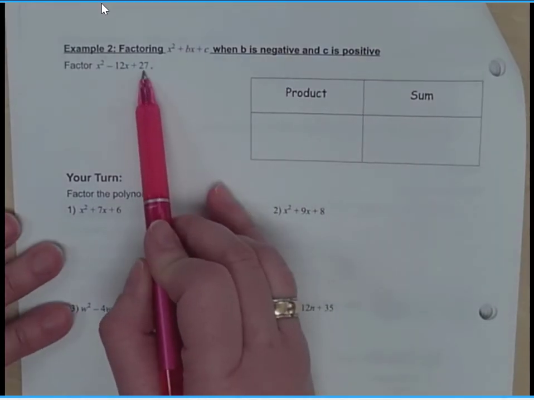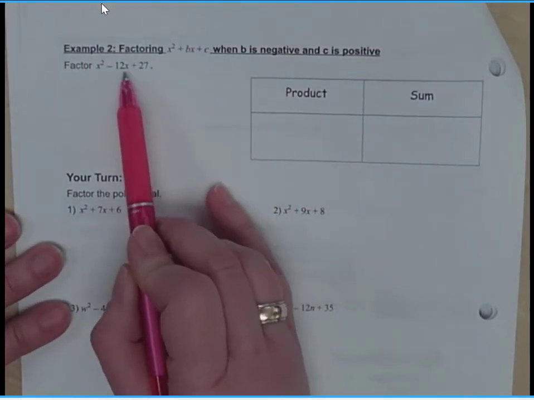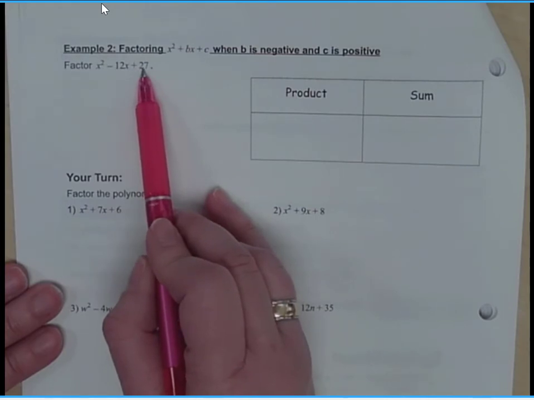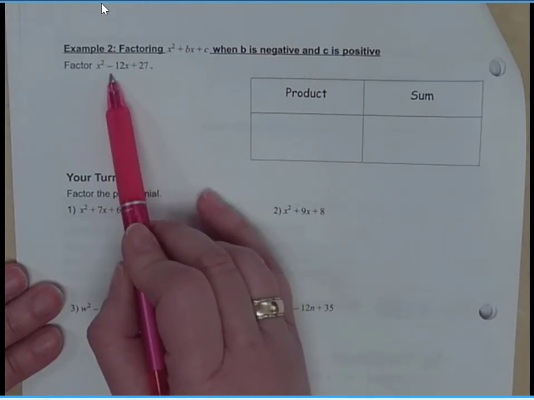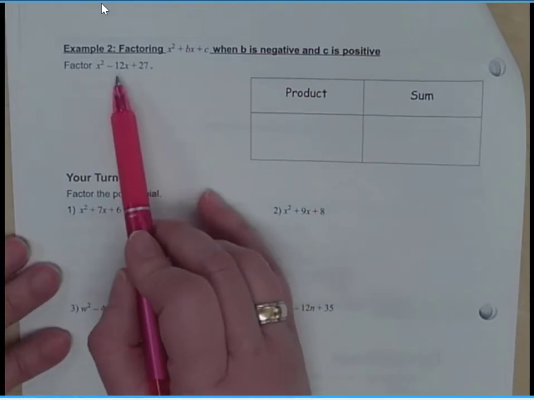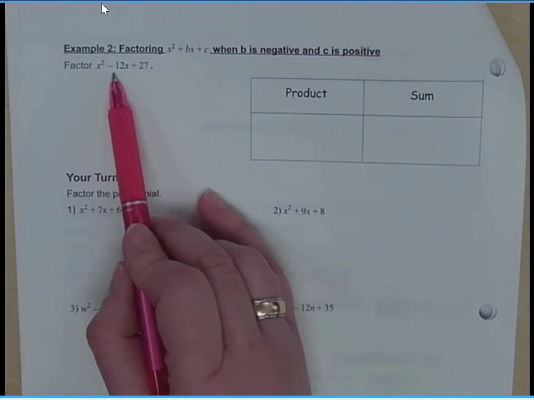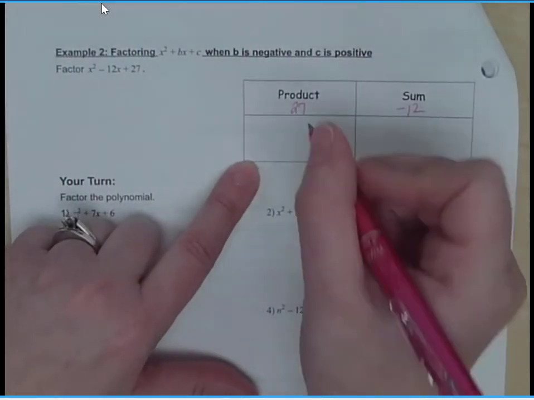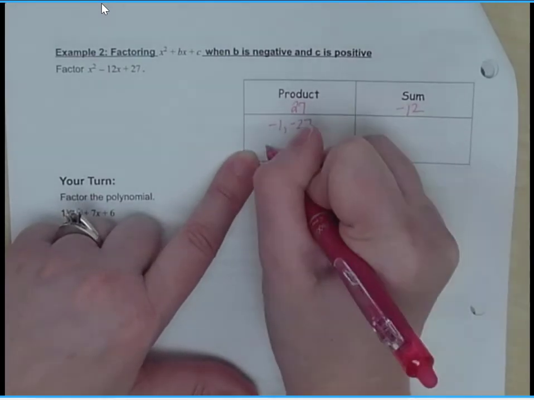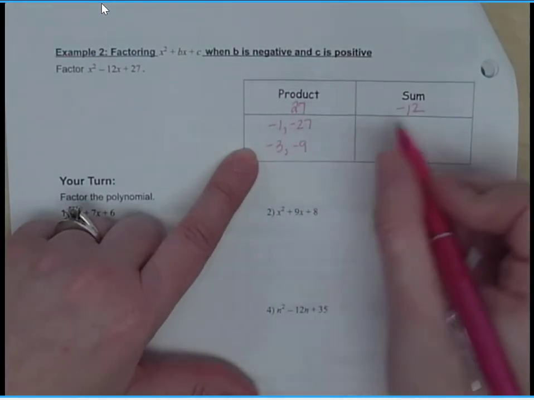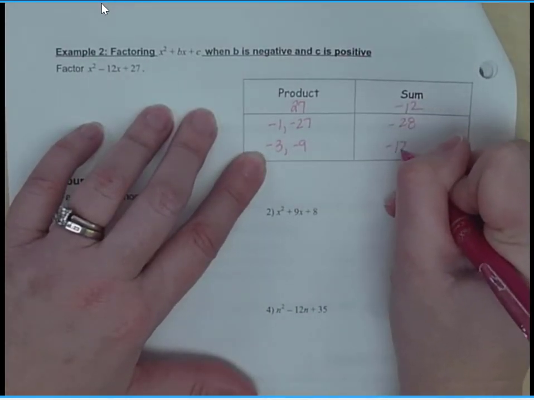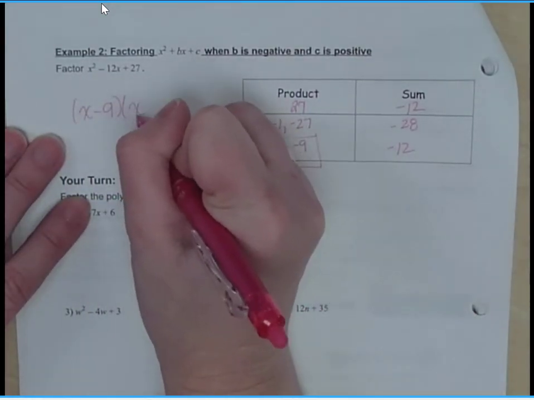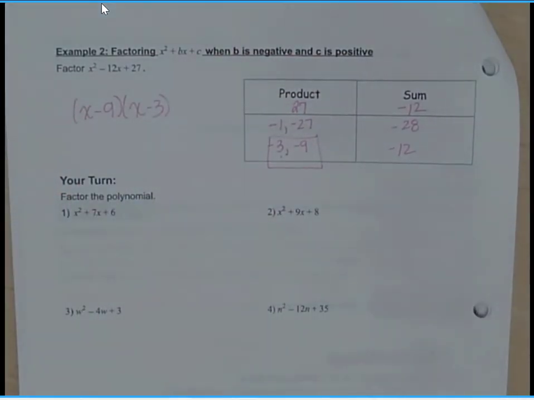Now here, you want to look very carefully. So I've got a positive 27, but I have a negative 12. That means whatever I'm multiplying by to get a positive 27 has to be two negatives, because a negative times a negative is positive, and a negative plus a negative will always give me a negative. So I'm looking for 27 and negative 12. So I can have negative 1, negative 27, negative 3, and negative 9. When I add those up, I get negative 28 here, negative 12. So I know this is my factored form.